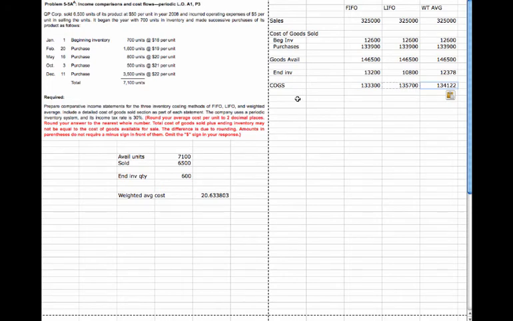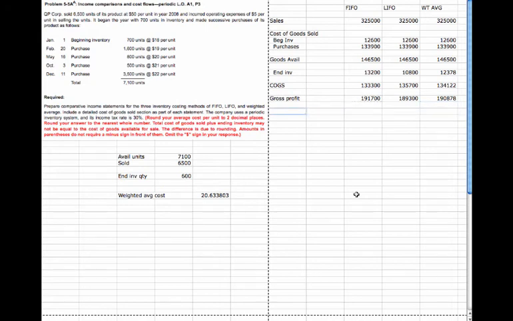Anyways, now let's figure out what my gross profit is. Gross profit is the difference between my sales and my cost of goods sold. So if I take my $325,000 minus my cost of goods sold, I'm going to have $191,700 in gross profit for FIFO. I'm going to have $189,500 for LIFO. And I'm going to have $190,878 of gross profit using the weighted average method.